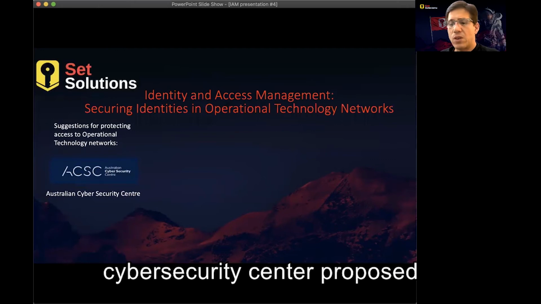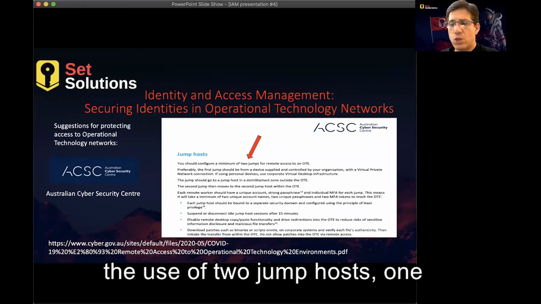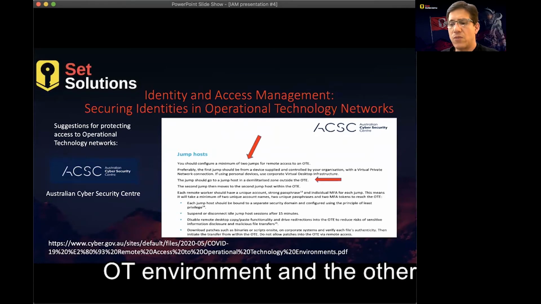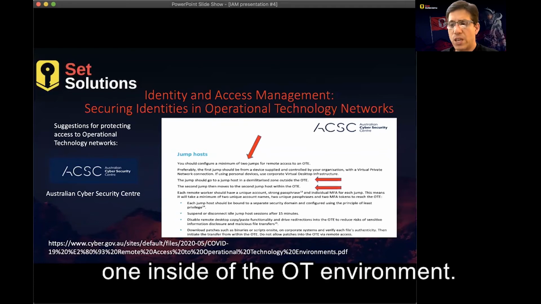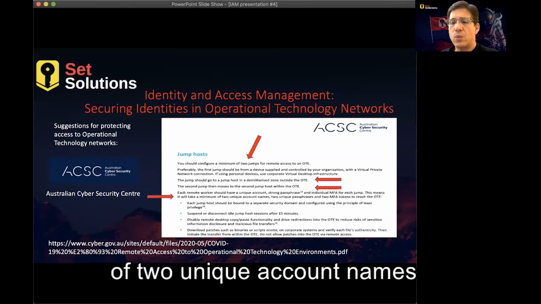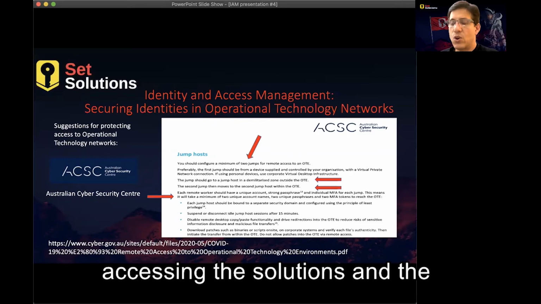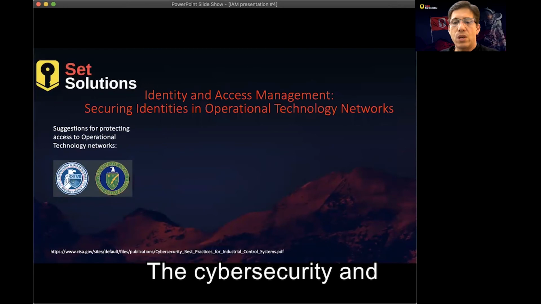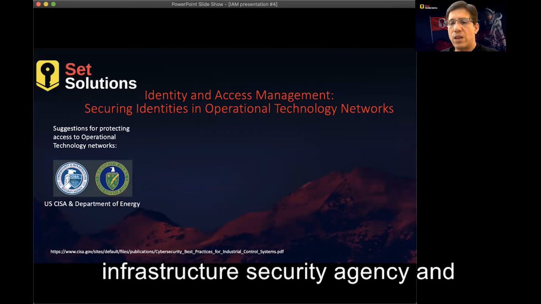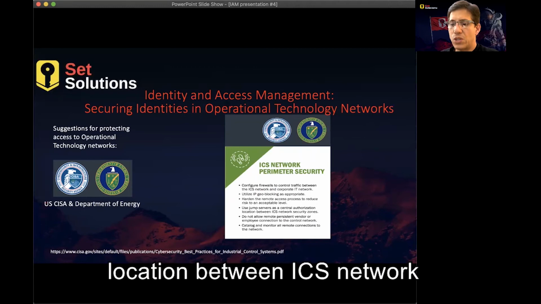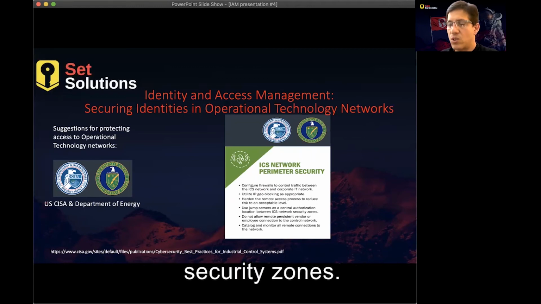The Australian Cybersecurity Centre proposed the use of two jump hosts. One of them is a jump host in the demilitarized zone outside the OT environment, and the other one inside of the OT environment. This solution requires a minimum of two unique account names, two unique passphrases, and two MFA tokens for each user accessing the solutions and the OT networks. The Cybersecurity and Infrastructure Security Agency and the Department of Energy also mention the use of jump servers as a central authorization location between ICS network security zones.